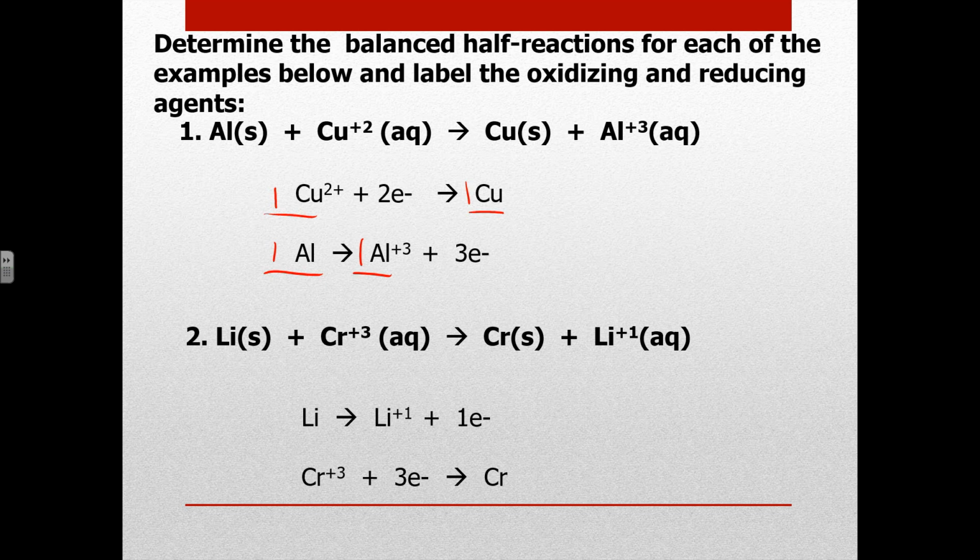For the bottom one, your lithium goes from 0 to +1 by losing 1 electron. Remember that this is your oxidation. And anytime you have an oxidation, LEO is loss of electrons. Here, you're going to go from +3 to 0. 3 electrons need to be gained because this is the reduction. Gain of electrons is reduction. LEO GER, if you want to go back to that.